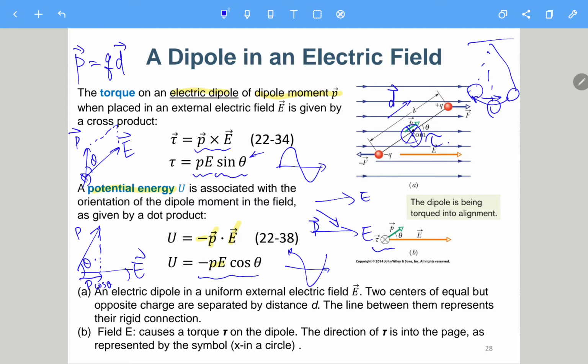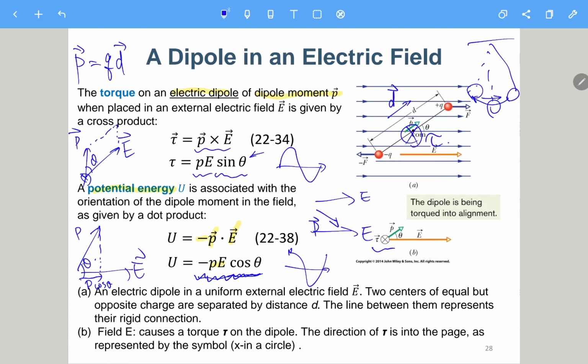Which means that if cosine theta is equal to 1, which means theta equals 0, then this is the largest one, and with the negative sign, U is the smallest one. In this case, if the dipole moment has the same direction as the E field, then the potential energy will be the smallest.